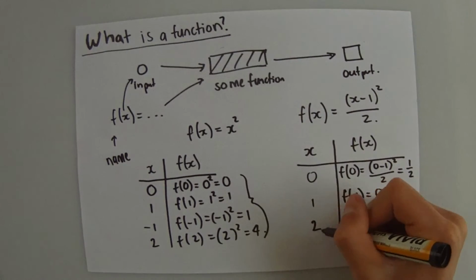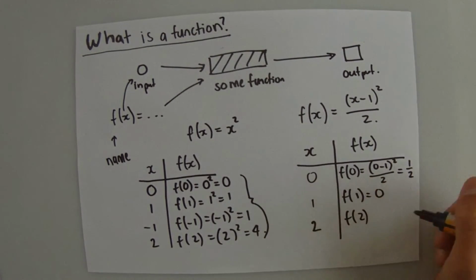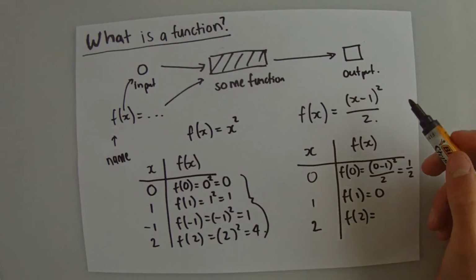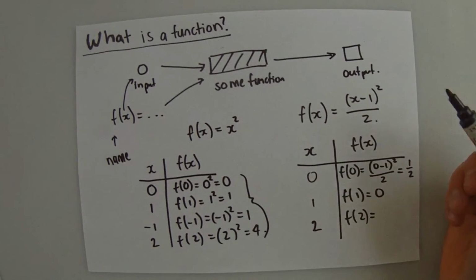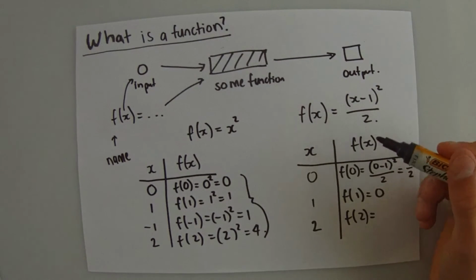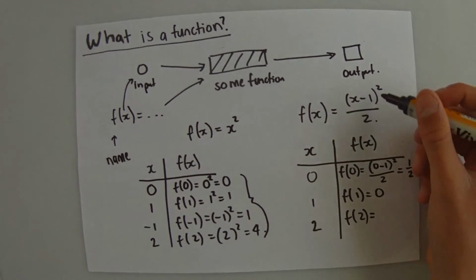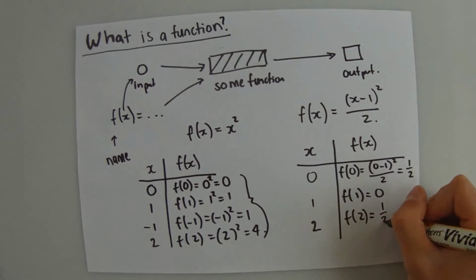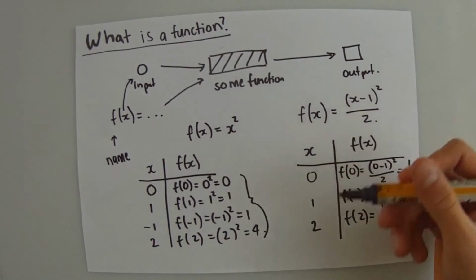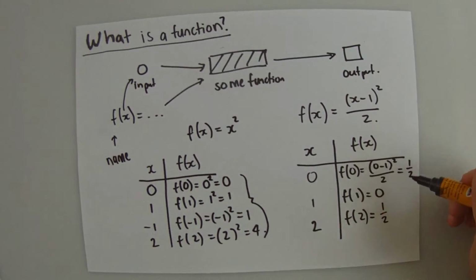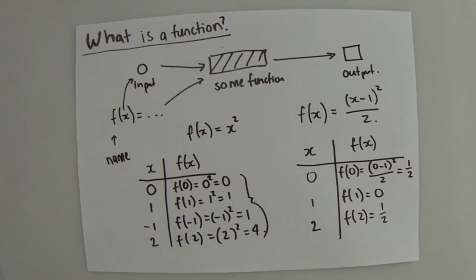We can take 2, so f of 2 is equal to 2 minus 1, which is 1, squared, still 1, divided by 2, so it's again 1/2. And you can repeat that for as many different x values as you want, until you get a general idea of what the thing's going to look like.